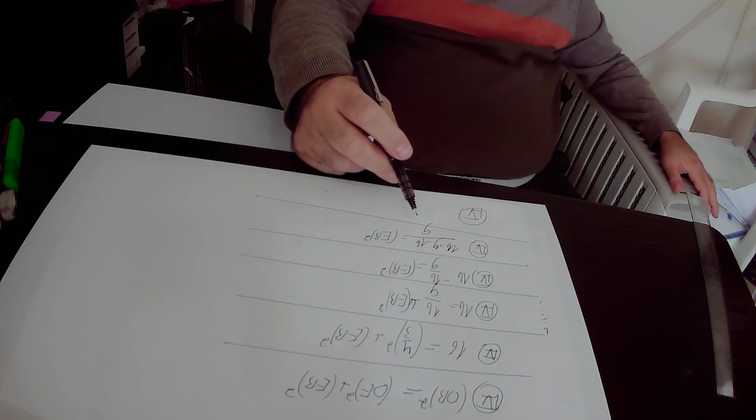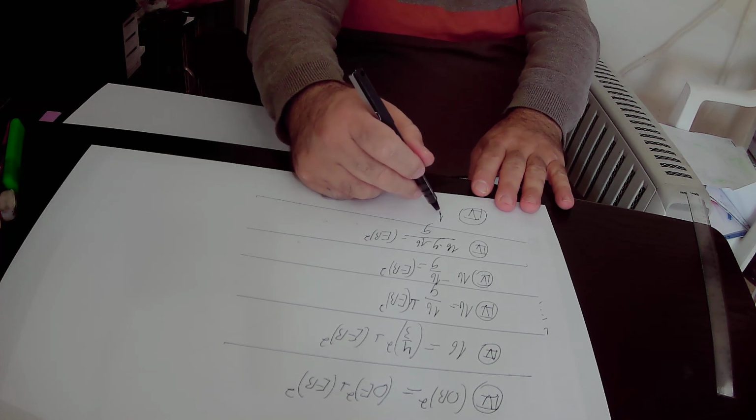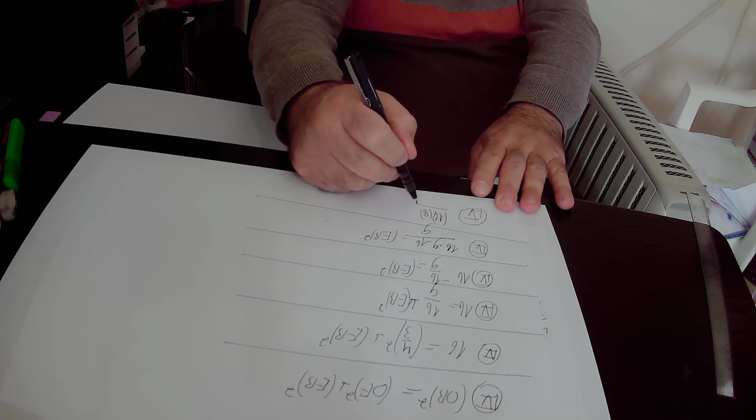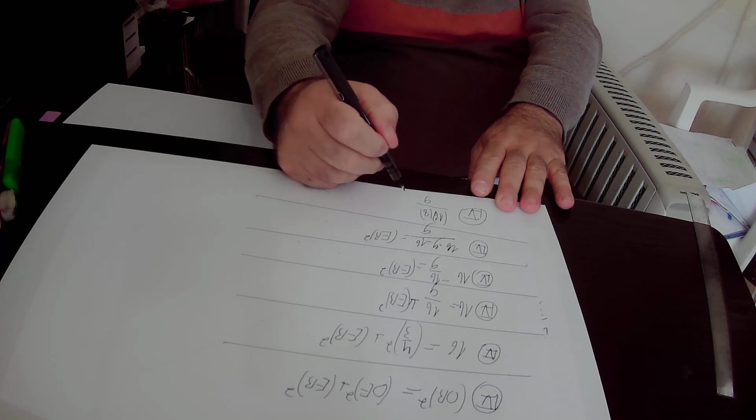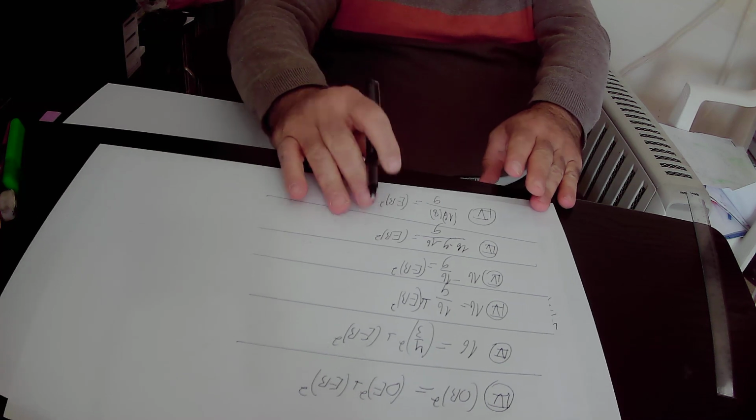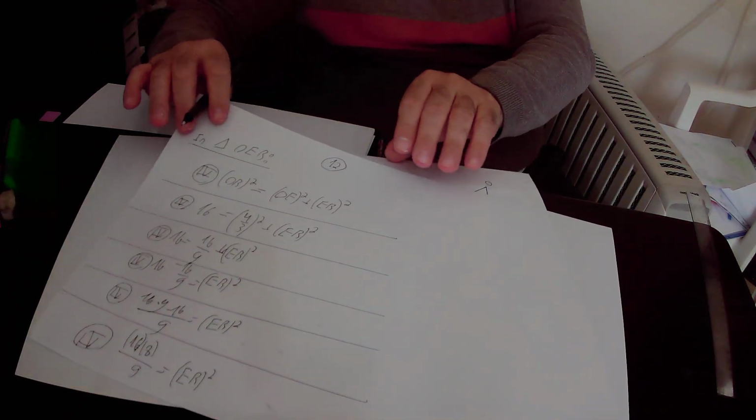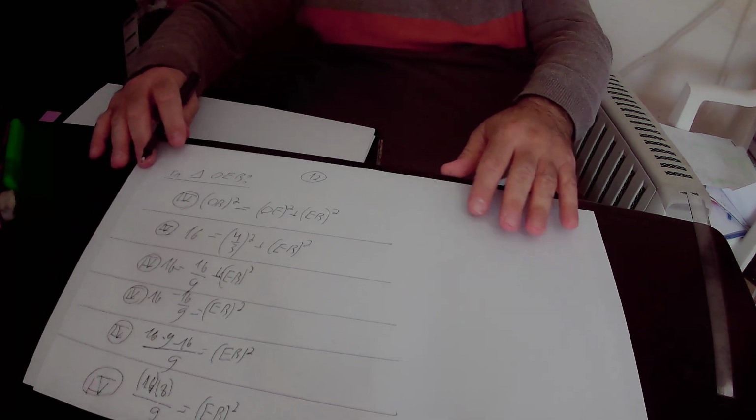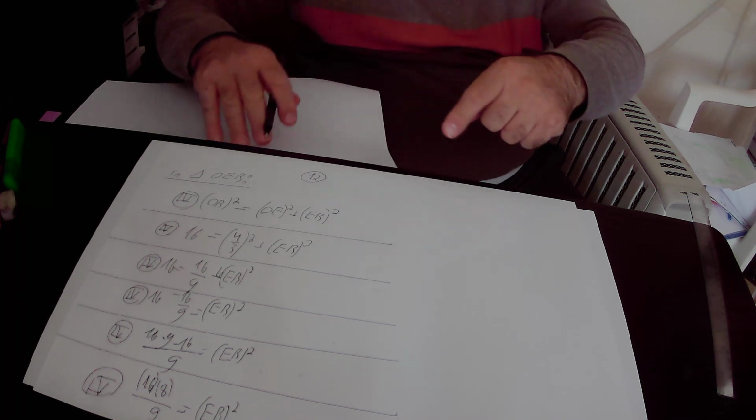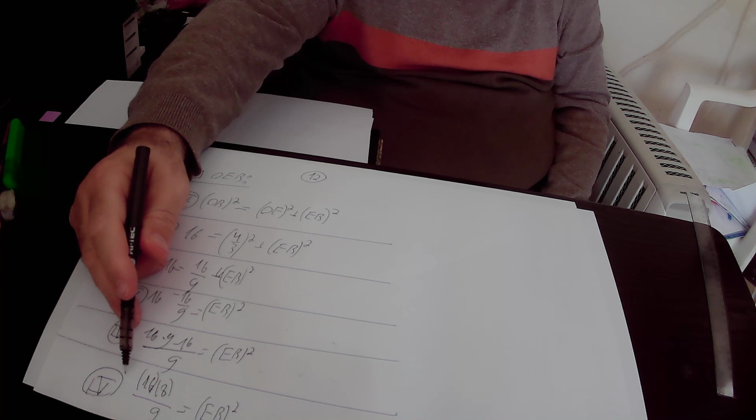Here 16 times 9 minus 16 is 16 times 8 over 9, which equals EB square. So we know that 16 is 8 times 2, so we'll substitute 16 in this equation number 4 by 8 times 2.